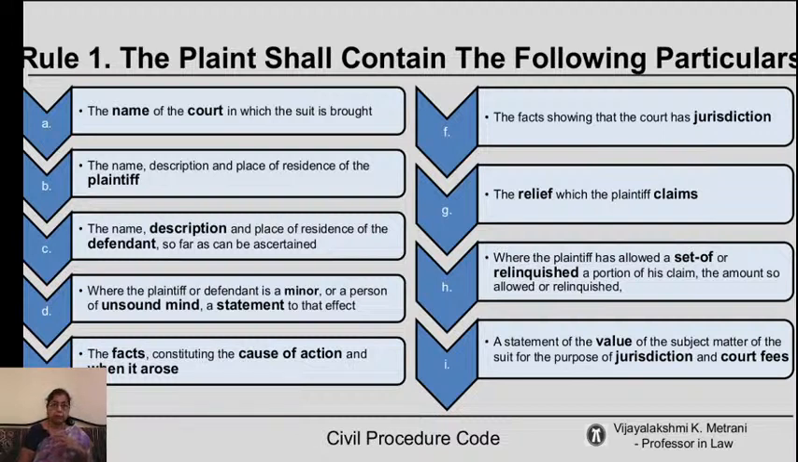Then where the plaintiff or defendant is a minor, there is a provision in the CPC that he can be represented by his next friend. Next friend means a person who stands before the court and represents him. That person will be a major, of course.